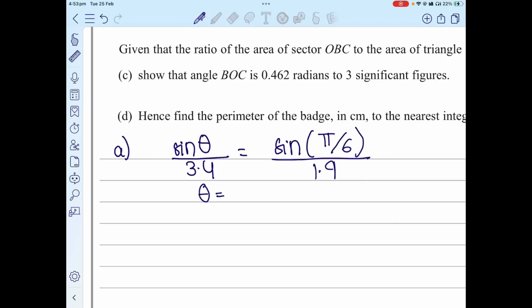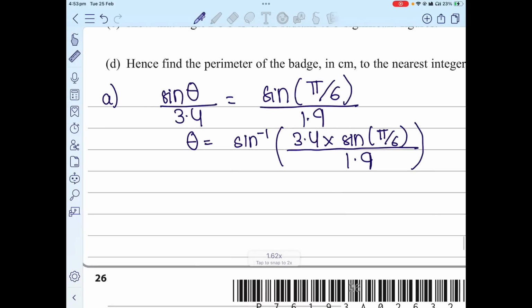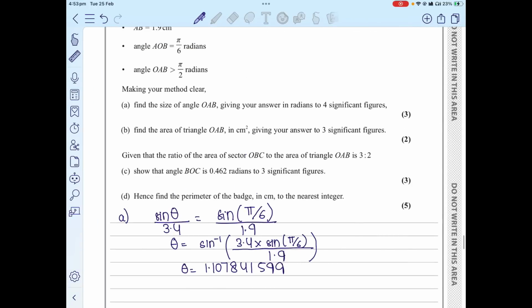Theta would then basically be sine inverse of 3.4 times sine of pi over 6, divided by 1.9. So this is how I would get the theta value, and the theta value here is 1.107841599. I prefer writing the whole values for these questions. Now, is this greater than pi by 2 radians or no? So what I would do is 1.107841599 minus 0.5 pi. This gives me a negative answer, which means that this value is actually less than 0.5 pi.